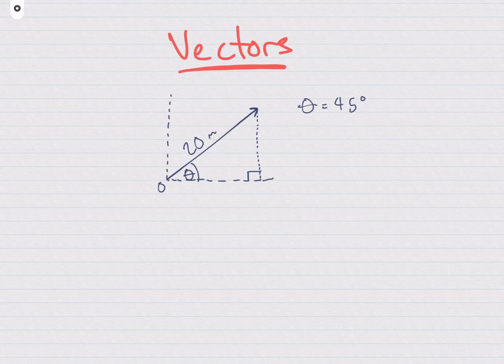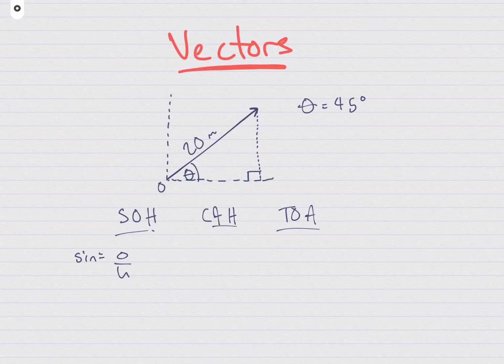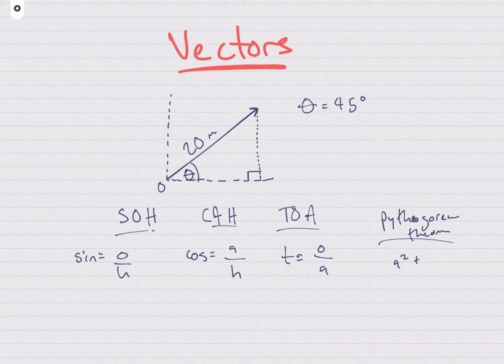So, let's think about the most basic of trigonometric properties. Remember SOHCAHTOA? So we get sine is equal to opposite over hypotenuse, cosine is equal to adjacent over hypotenuse, and tangent is equal to opposite over adjacent. And then the other thing you have to remember is the Pythagorean theorem, which is simply a squared plus b squared is equal to c squared, where all you really have to remember is that this long line is c.